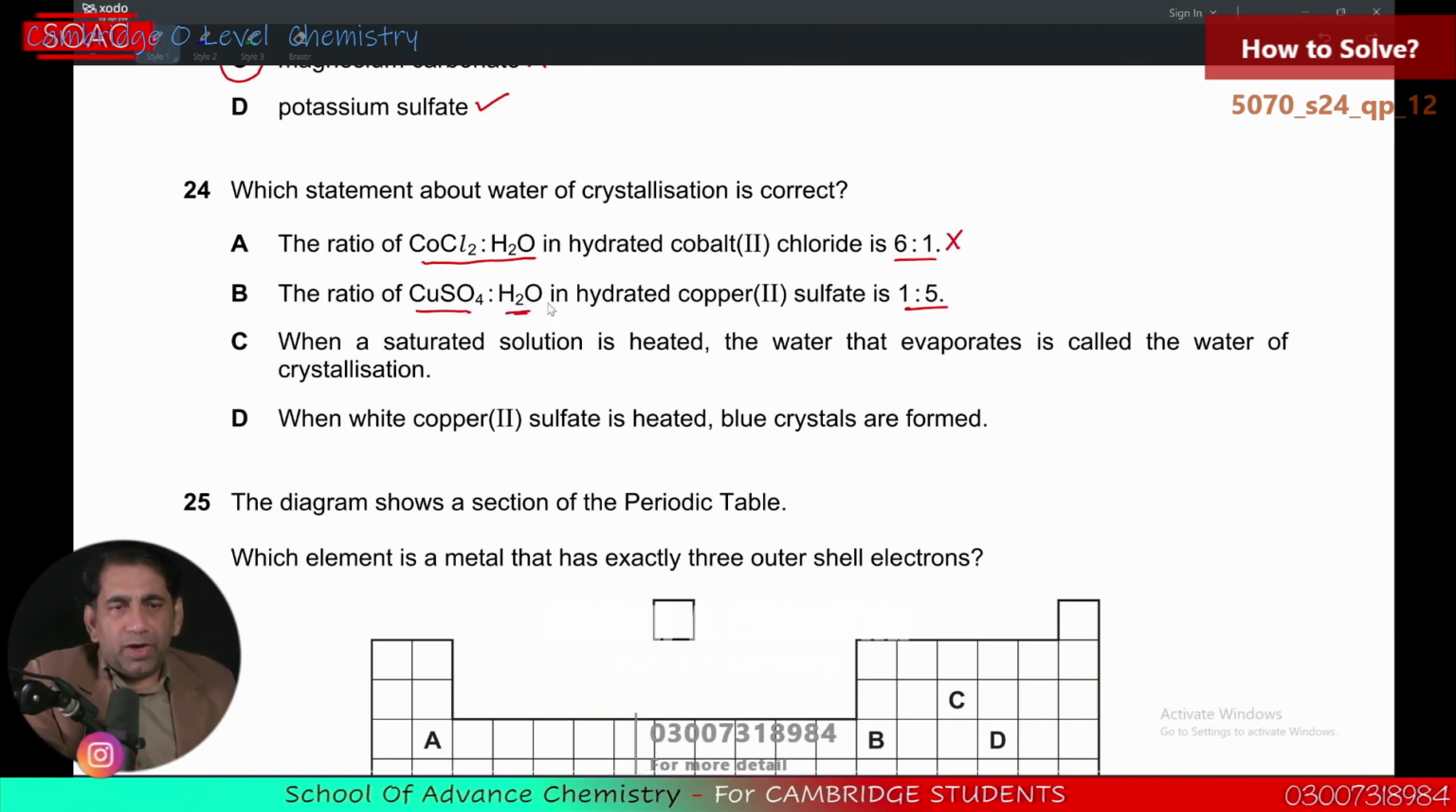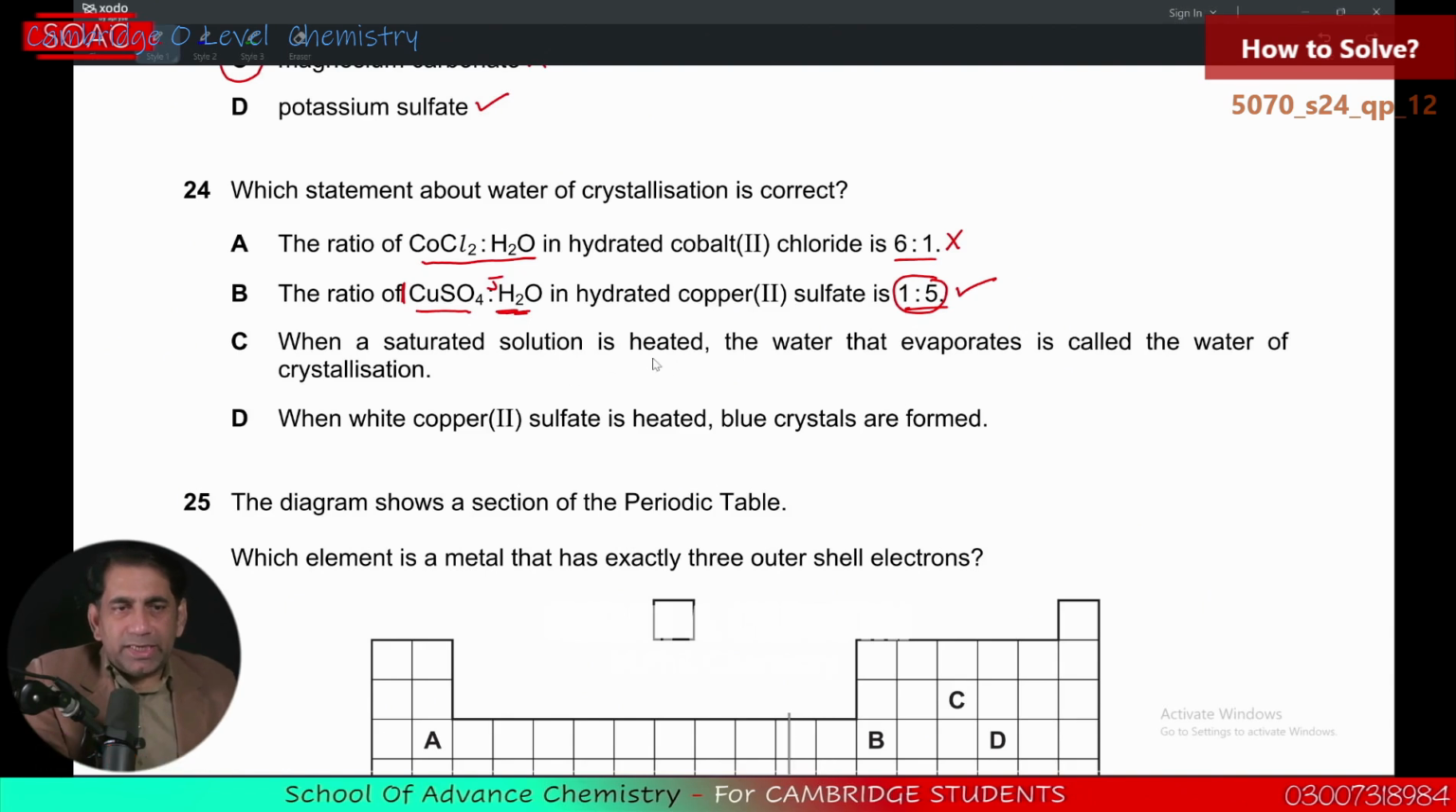That is 1:5. Yes, it is true. Basically, you will have to memorize that 1 mole of copper sulfate has 5 moles of water as water of crystallization. However, let me check the other options.